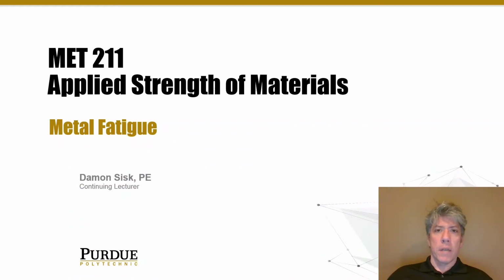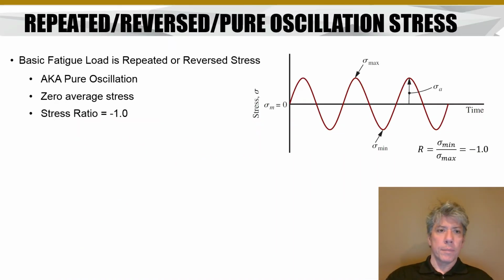Let's consider metal fatigue at this point. The first type of fatigue loading to consider is repeated or reversed or pure oscillation. The idea here is that the load or the stress in the material varies with respect to time, and in this case what we've got is a load where the stress goes up to a level equivalent to the level it goes down to in the compression region repeatedly over and over again.